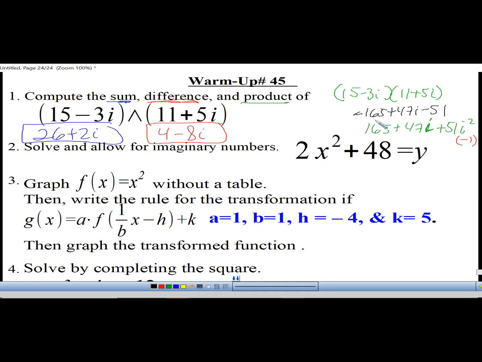So what is 165 minus 51? Actually, wait a minute. 165 minus 51 is 114. Is that correct? 114. And then plus 47i.